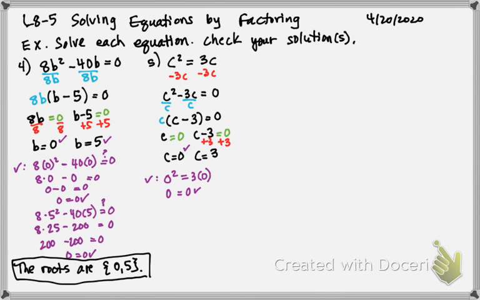And the next one, we've got 3 squared equals 3 times 3. Oops. Yeah, and I get 9 equals 9. So that verifies that c can equal 3. So on this one, the x-intercepts are 0 and 3.